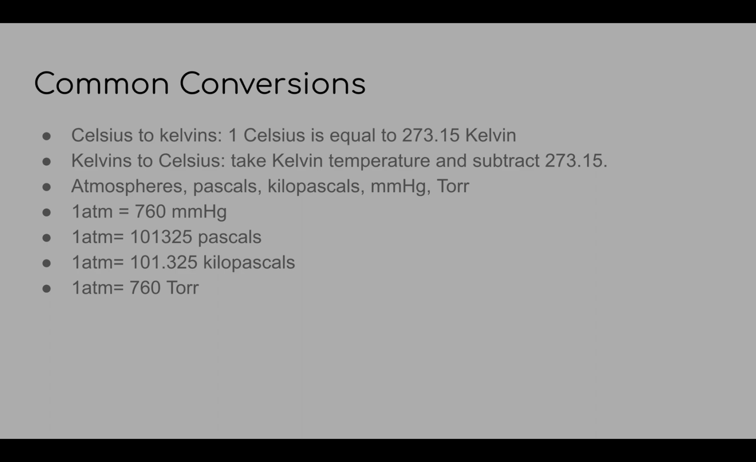So 1 atmosphere is equivalent to 760 millimeters of mercury. 1 atmosphere is equivalent to 101,325 pascals. 1 atmosphere is equivalent to 101.325 kilopascals, and 1 atmosphere is equivalent to 760 torr.